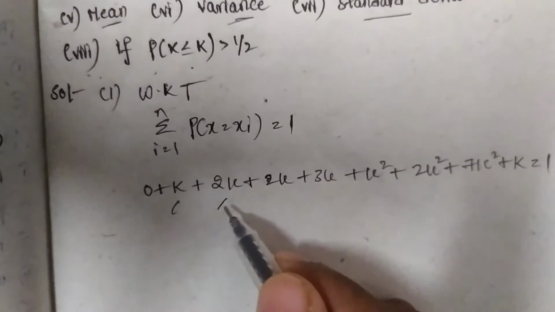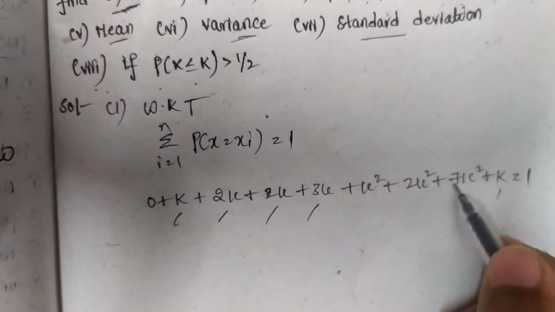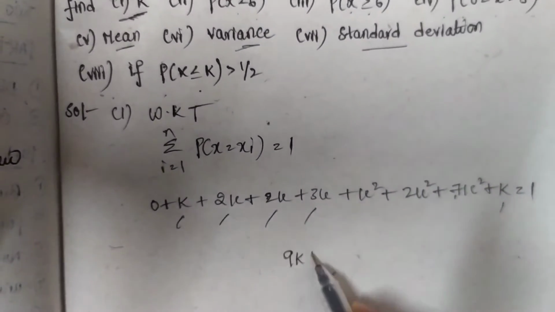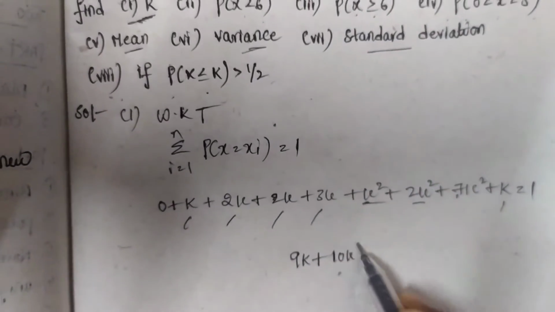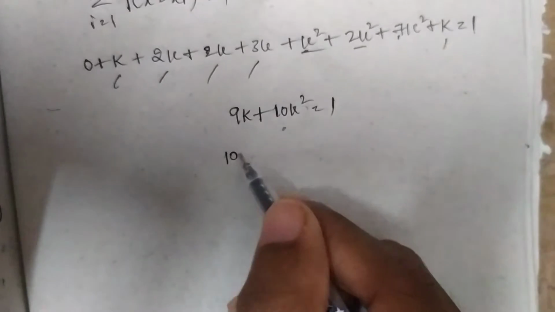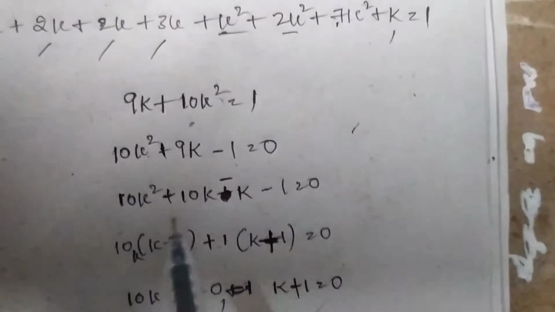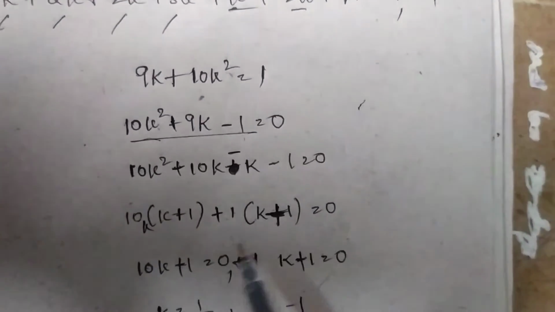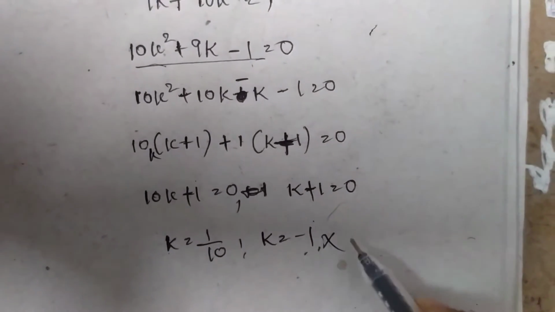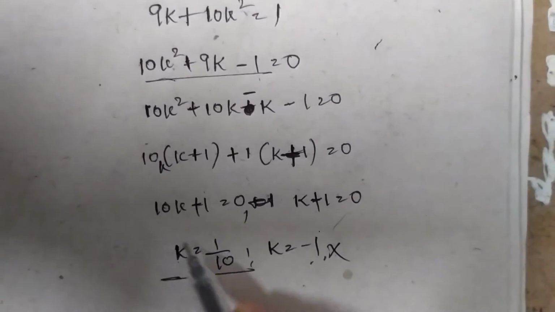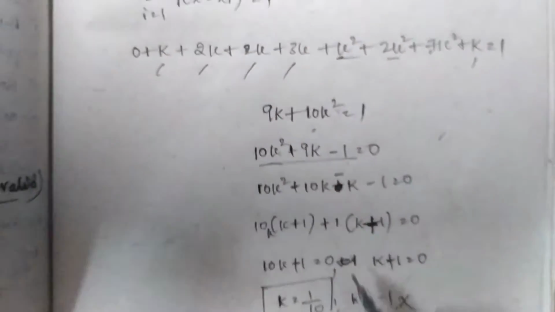Here k, 2k, 3k, 5k, 8k, 9k, and 7k square, 9k plus k, we get 10k square plus 9k equals 1. So 10k square plus 9k minus 1 equals 0. By solving this equation in Casio, we get k equals 1 by 10 and k equals minus 1. Here minus 1 is neglected because it is a negative value. We take k equals 1 by 10, that is k equals 0.1. We get the value of k.